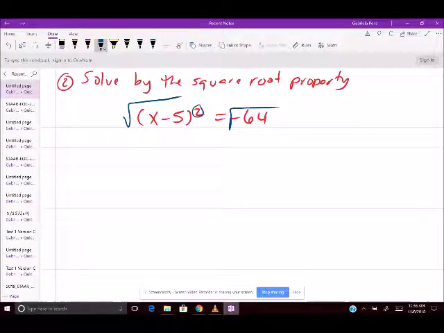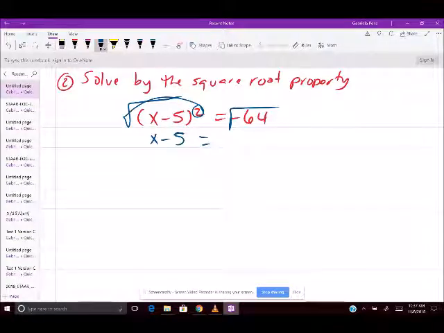Now this square root and the 2 cancel, right? So this just becomes x minus 5. You really don't have to put the parentheses. Now, what is the square root of a negative 64? It's like the i. 8 and what else? Plus or minus 8i. So the square root of 64 is 8. Because it has a negative, you need to put the i. Anytime we take a square root, we have positive and negative.